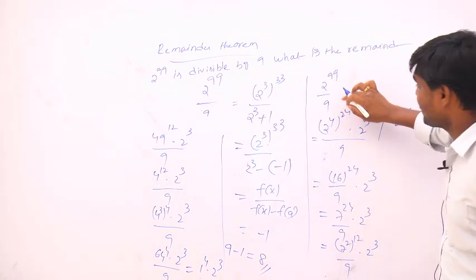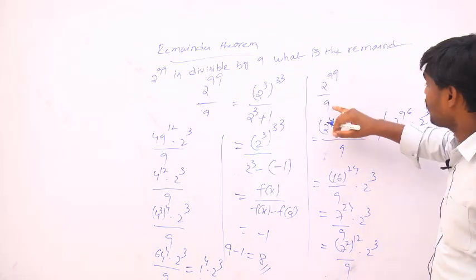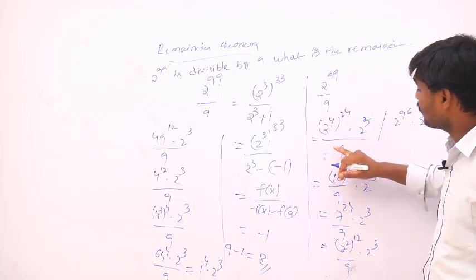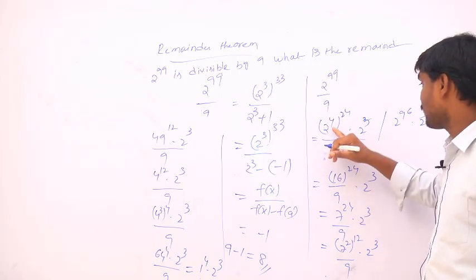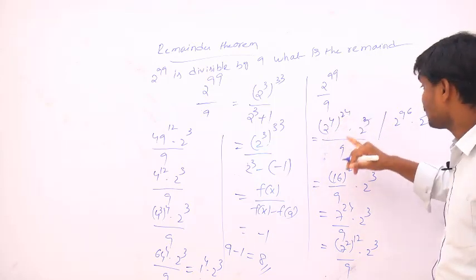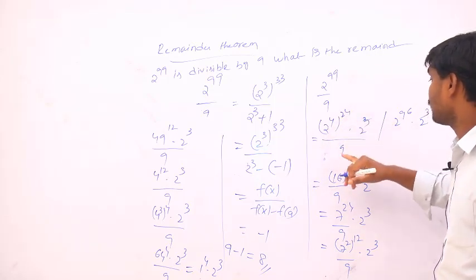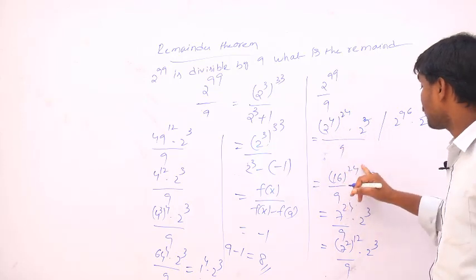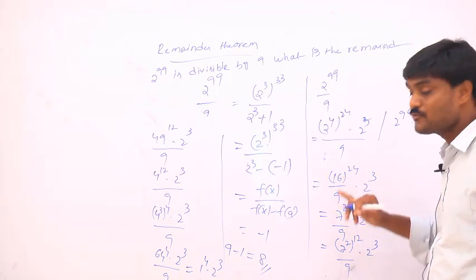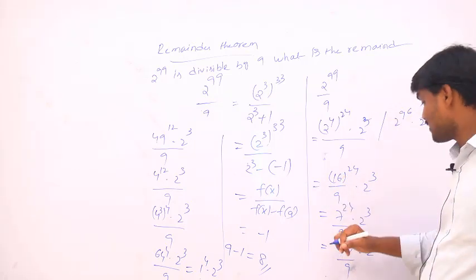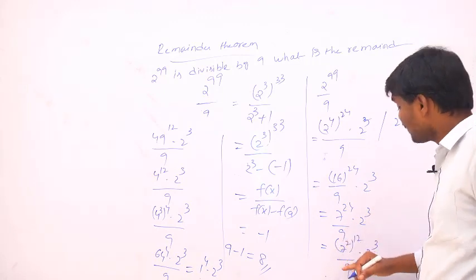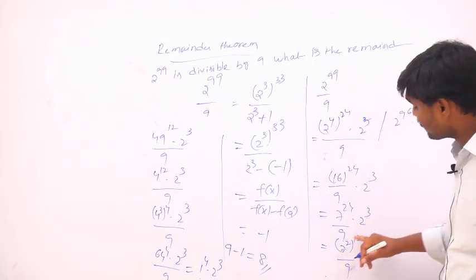The next method: 2 power 99 is divisible by 9. As already told, the numerator is greater than the denominator. That's why 2 power 4 is 16, and a power m to the power n is a power mn. So 2 power 4 into 24, that is 16 power 24 by 9 into 2 cube. 16 divided by 9, the remainder is 7. 7 power 24 by 9 into 2 cube. Here again greater than the denominator, that's why 7 square power 12.